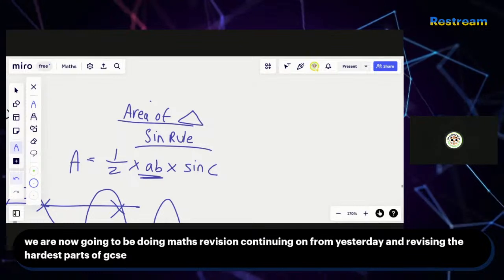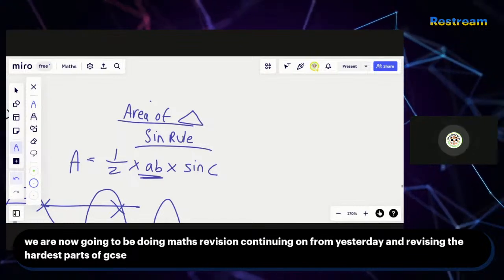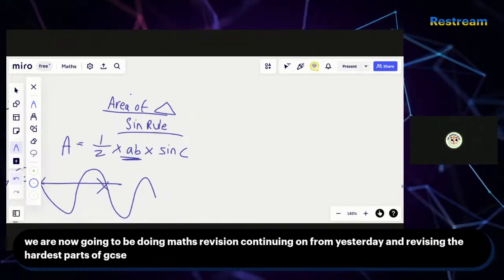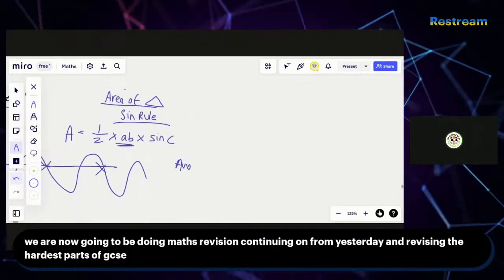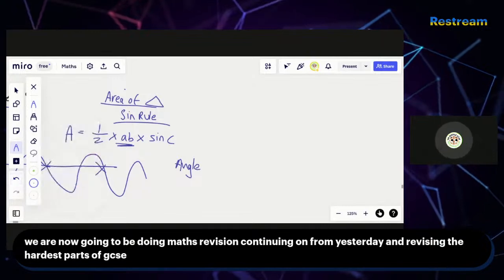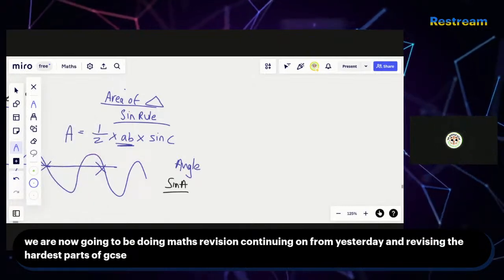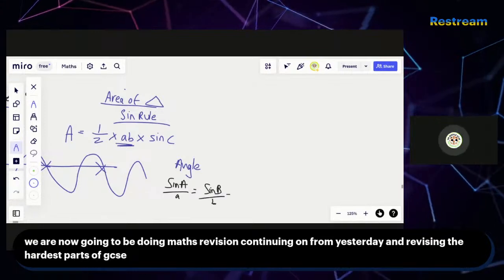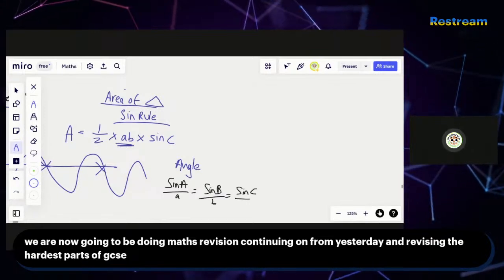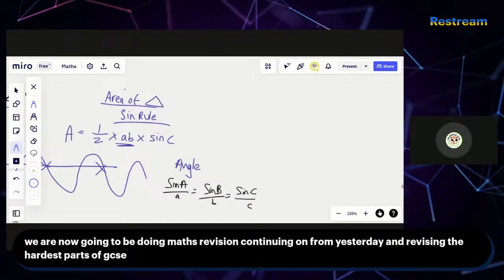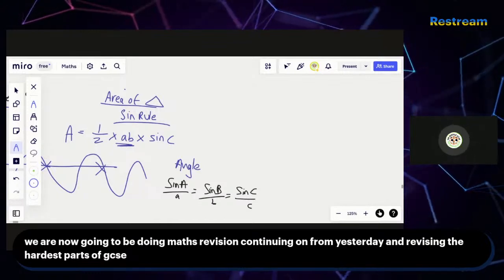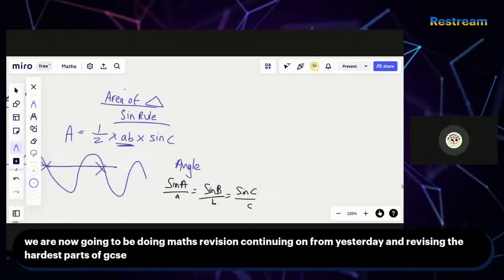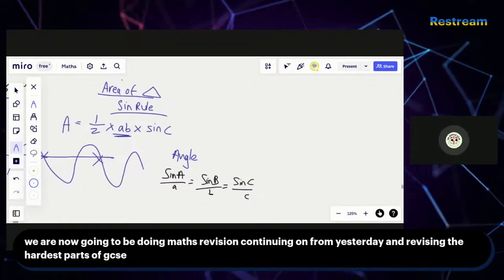We have some other rules as well. When you're looking for an angle, you can use the sine rule: sine A over a is equal to sine B over b is equal to sine C over c. So the capital letters are the angles and the lowercase letters are the sides. Now, that's the sine rule. It's nice and easy to remember.